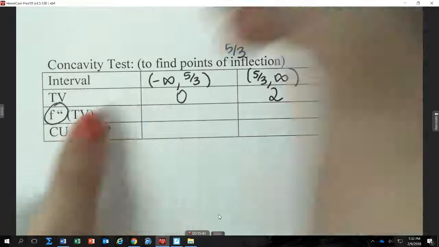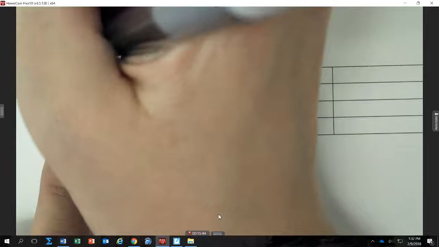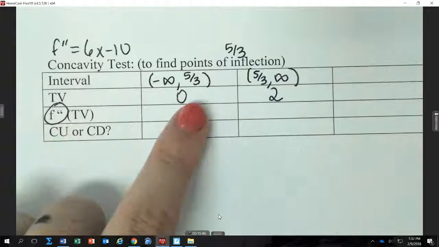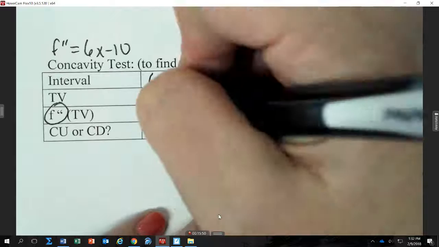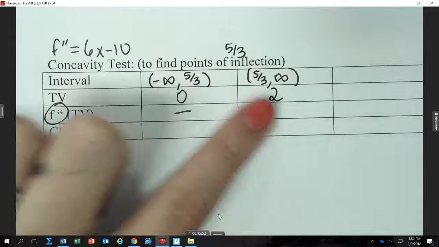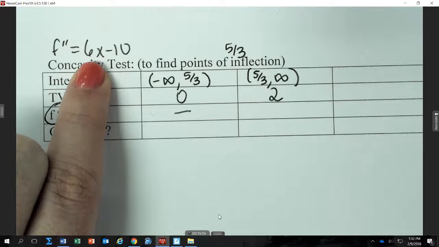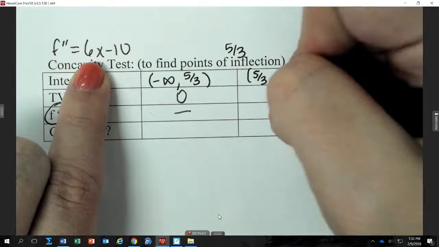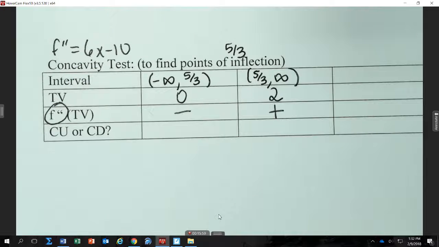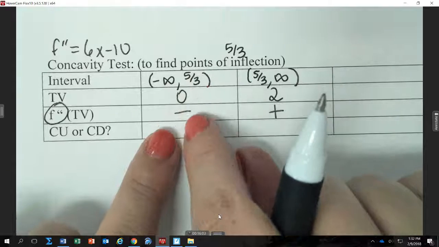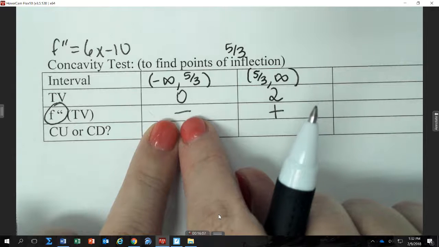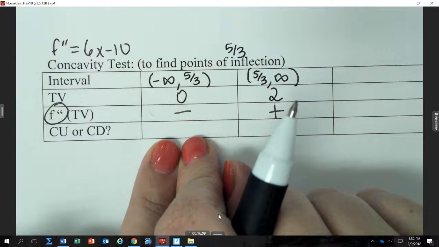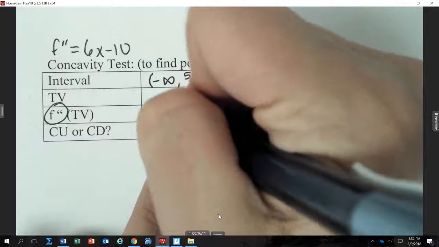So remember my second derivative, just a reminder, is 6x minus 10. So if I plug in 0 into that second derivative, 6 times 0 minus 10 is a negative. Plug in 2 into that second derivative, that would be 12 minus 10, so that's going to be a positive. Okay. So Max, if I plug in 0 as my test value and I get a negative, does that mean concave up or concave down? Concave down, great.